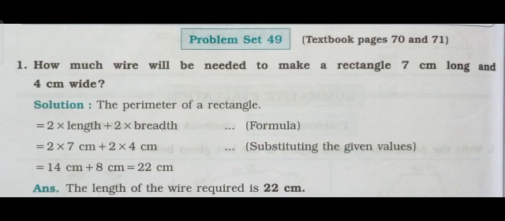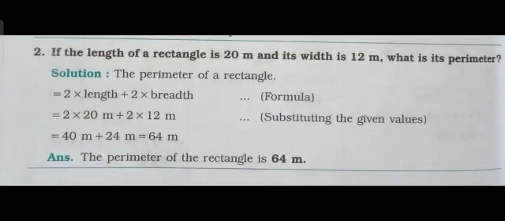Okay. The second one: if the length of a rectangle is 20 meter and its width is 12 meter, what is its perimeter? Now clearly they have told us to find the perimeter of a rectangle, because they said the length of a rectangle. That means perimeter of what? Rectangle. So the length of the rectangle is 20 meter and the width is 12 meter, that is the breadth.